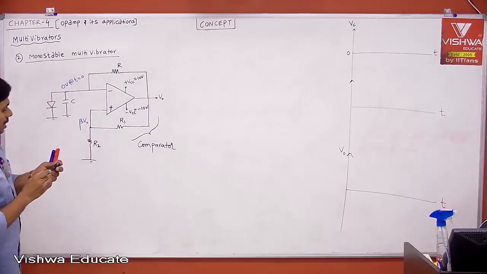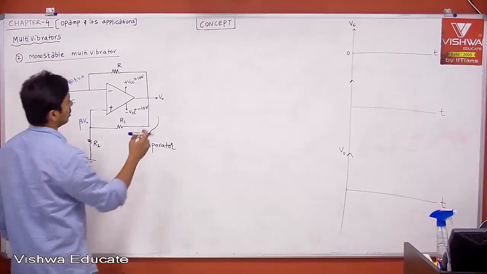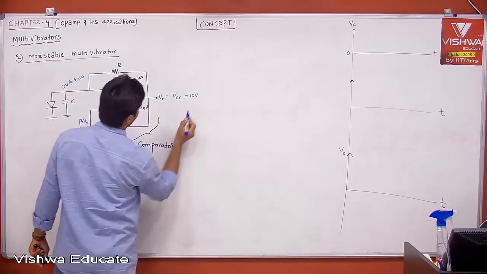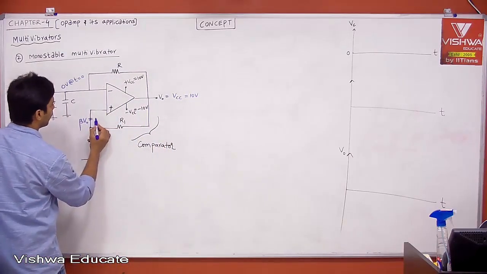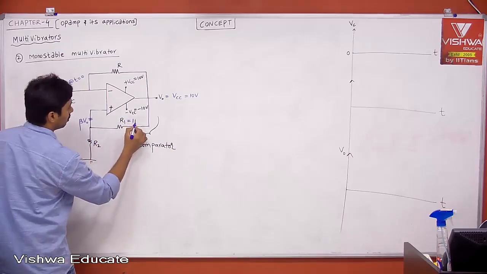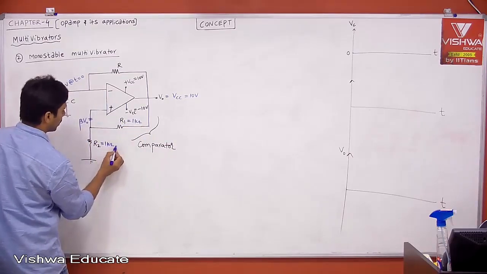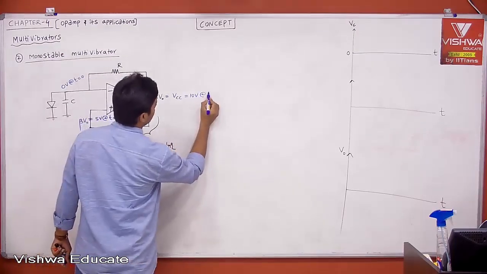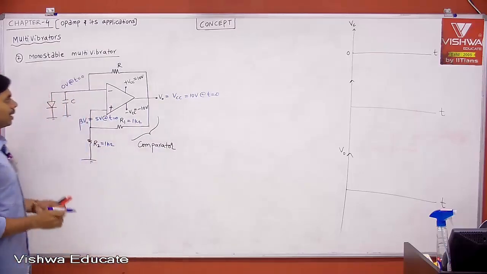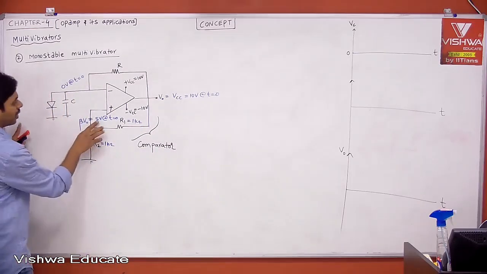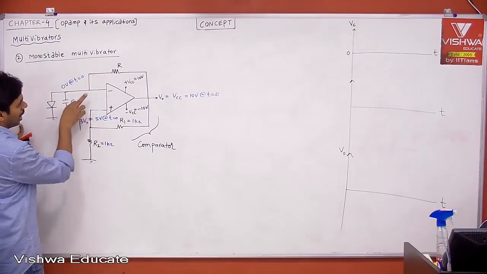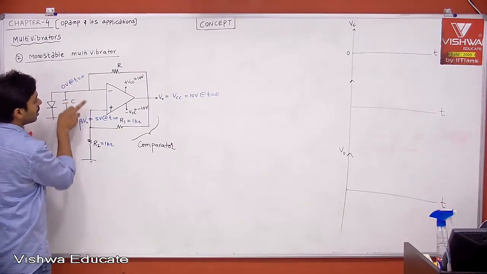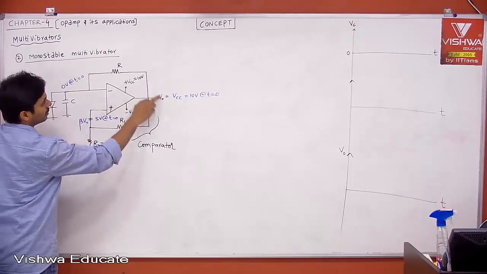Let us say initially V0 is equal to VCC. When this is VCC, what is our beta V0? Let us say R1 is equal to 1 kilo ohm and R3 is also 1 kilo ohm. Then beta V0 is 5 volt at time t equal to 0. Now tell me, this is 5 volt at time t equal to 0, and this is 0 volt at time t equal to 0. Which is more? 5 is more. When 5 is more, your output is plus VCC, 10 volts.